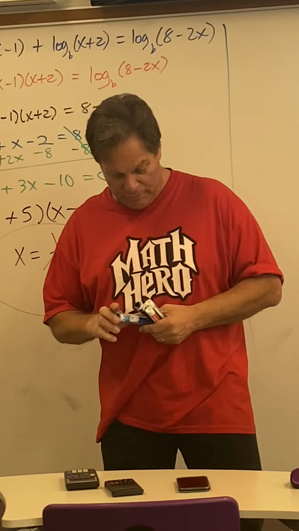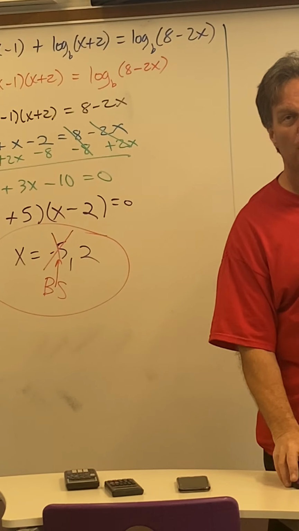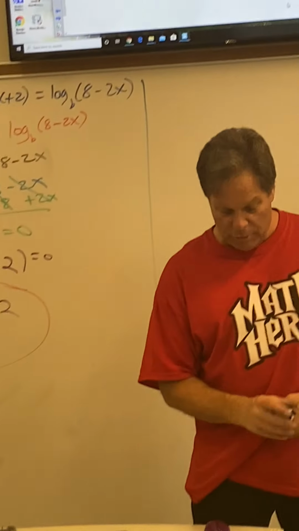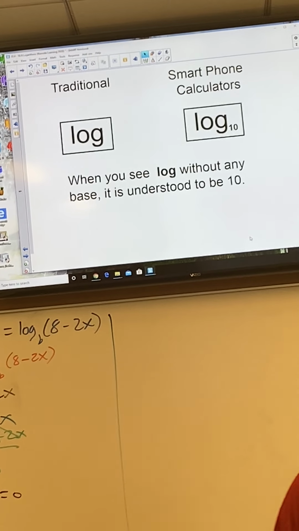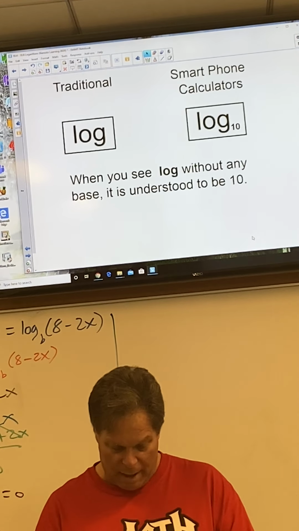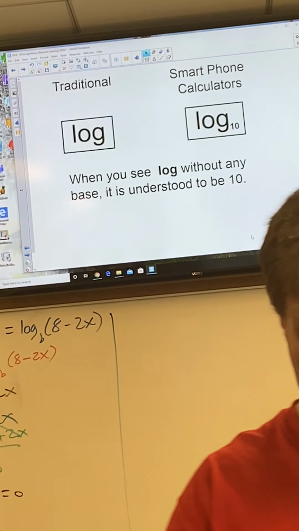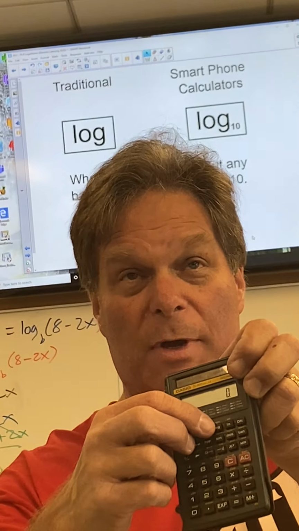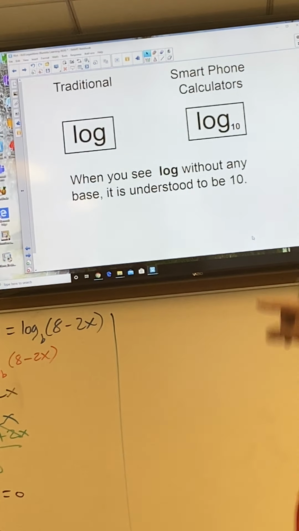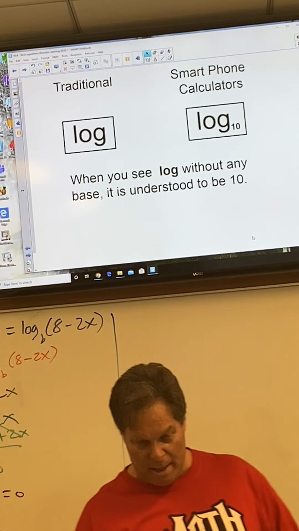Well, anyways, here's how it works. So let's just start doing it. You'll see it's very simple. First of all, the traditional calculator has a couple of buttons. For instance, this one right here has a log button. It says log. I don't know if you can see it, but it's up here. So there's a log button here.